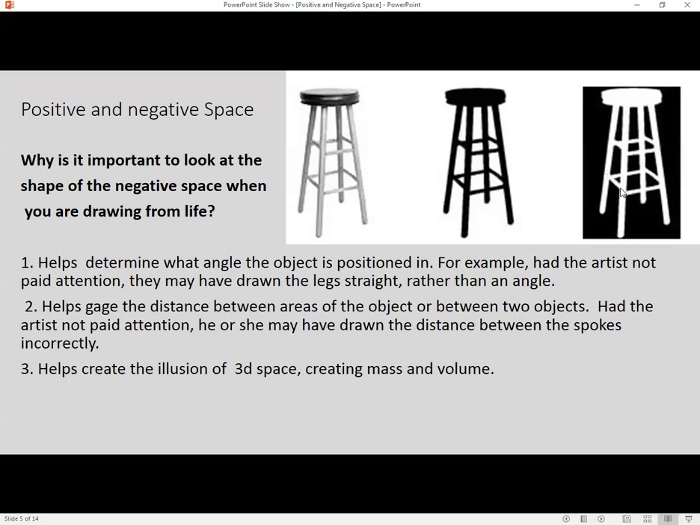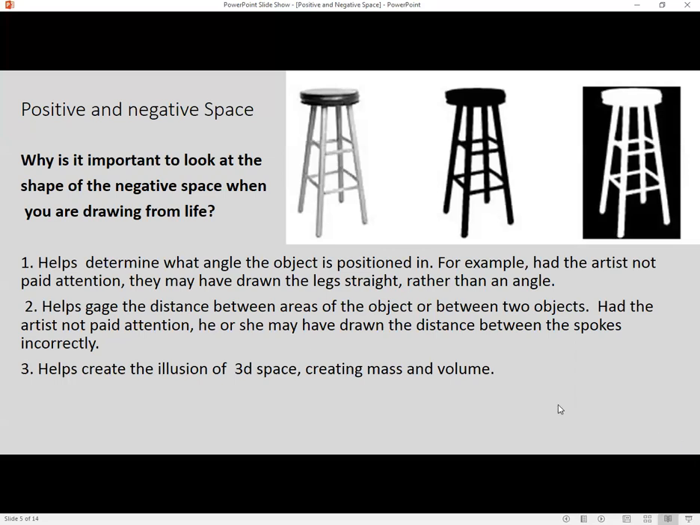If I don't know how wide this is, I might make it too narrow. I might make it too wide when I'm drawing it. I might make this area here equal in distance to this area here, which is not correct. So paying attention to that negative space helps us gauge how far apart things are from one another.